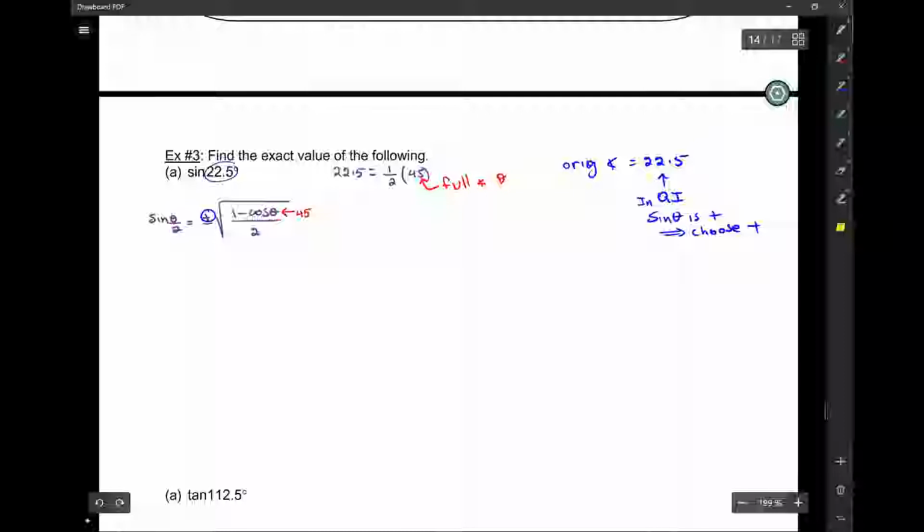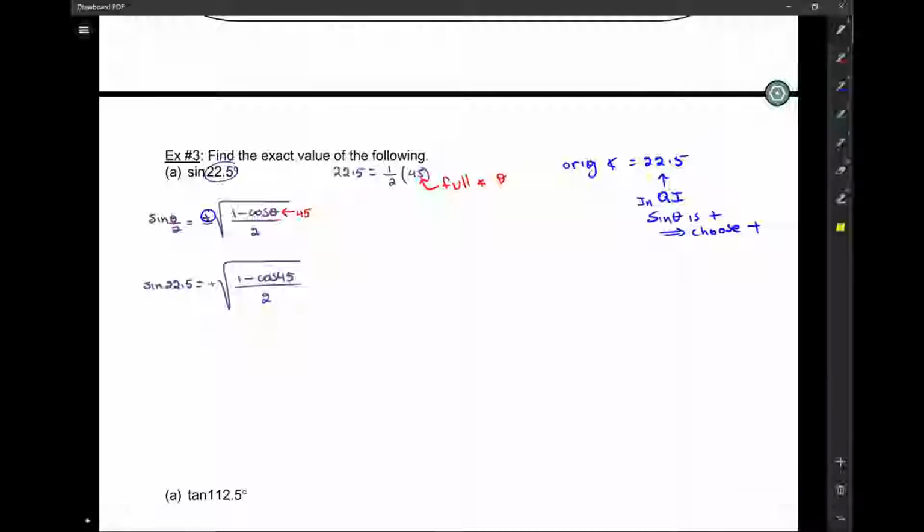So now let's go ahead and do this. So sine of 22.5 is equal to positive square root of 1 minus cosine of 45 over 2, right? Okay, so common mistake. A student will want to make this cosine of 22.5. Well, now you're still, and then they're like, oh, it's a dead end, right? It dismisses the whole point. The whole point is that you need to convert it to something that you could do manually.